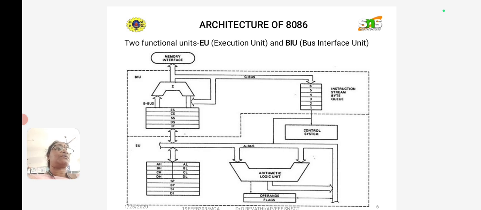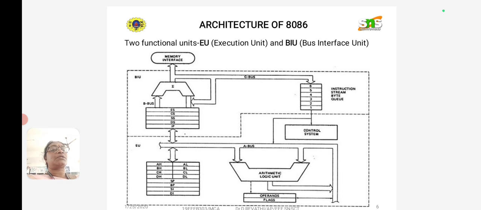Here another block is there: the instruction queue. It is in bytes, and it consists of 6 bytes. Normally 8086 is faster than 8085 because the queue is available. That is, 6 instructions are kept in the pipeline and stored in the queue. The first instruction is executed by the execution unit, and after completing the execution of the first instruction, it gets the second instruction from the queue itself. No need to fetch the instruction and no need to wait after execution. Based on that, the speed will be increased.